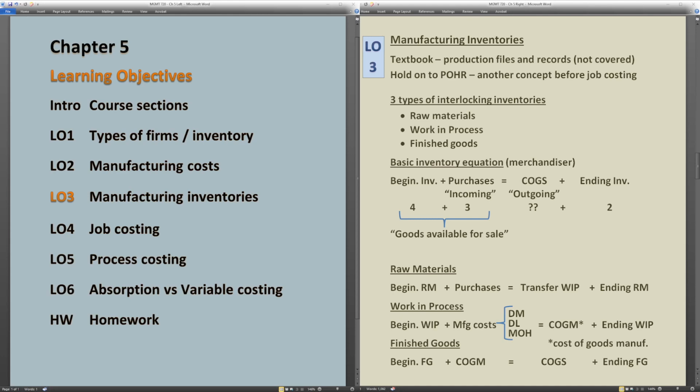I'll take work in process or raw materials or finished goods, and maybe I'll give you the beginning finished goods, the ending finished goods, and the cost of goods sold. And then I'll ask you, how much is cost of goods manufactured? Well, a fairly simple equation. You just have to remember what it looks like. It's beginning finished goods plus cost of goods manufactured equals cost of goods sold plus ending finished goods.